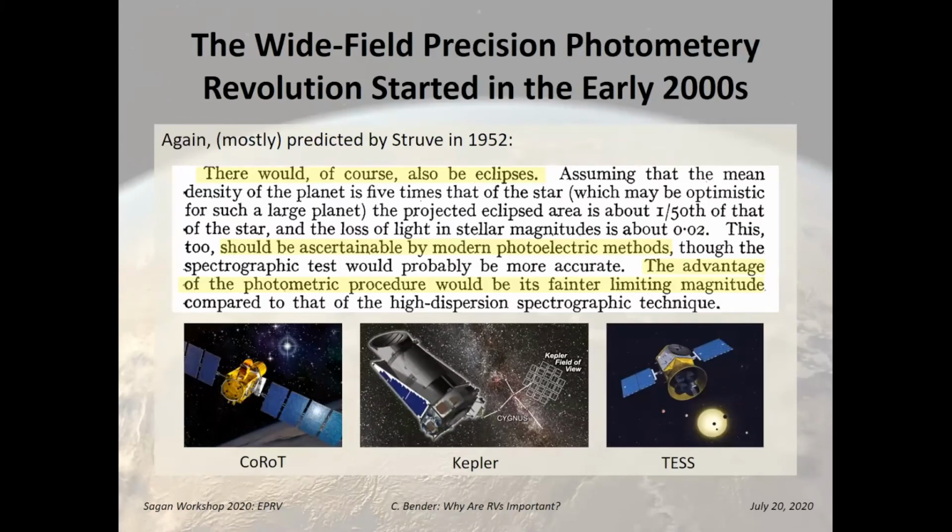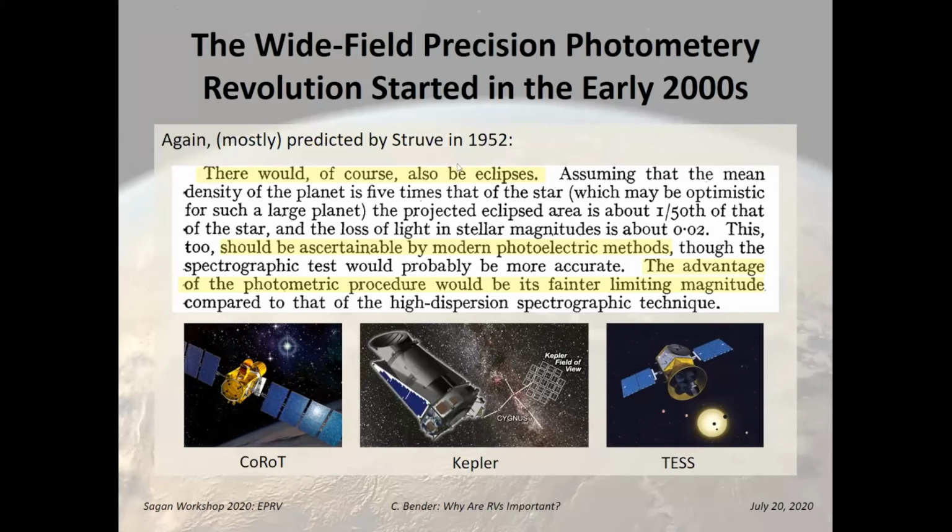Really, what changed was mostly, again, predicted by Struve in 1952, which is the wide field precision photometry revolution. That's what I've called it. This started in the early 2000s. Struve said there would, of course, be eclipses for these short period large planets. Okay? The geometric argument is straightforward, and you expect there to be a large number of eclipses. These should be ascertainable by modern photoelectric methods, even available in the 1950s. Now, they didn't happen, but he thought that technologically they were possible.